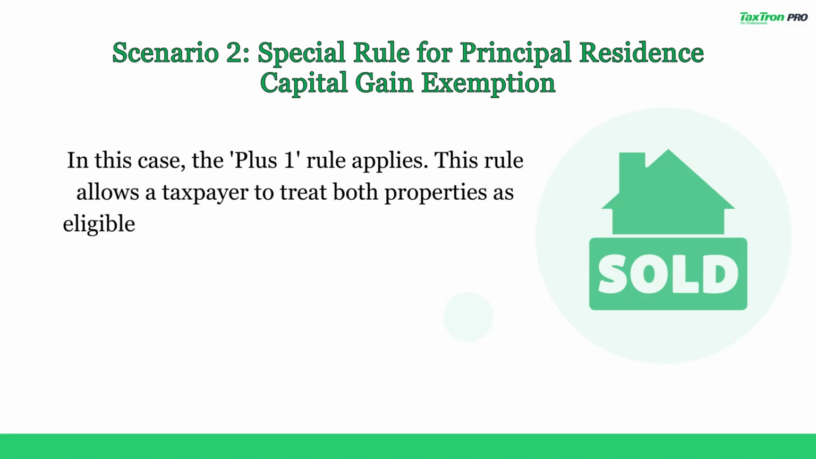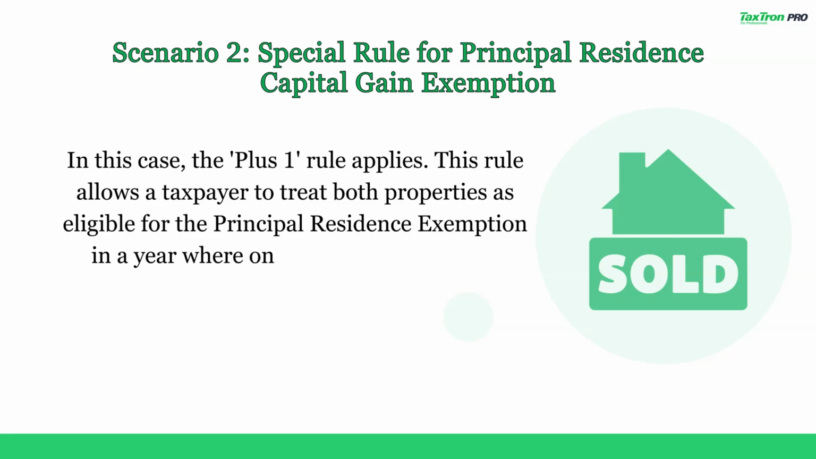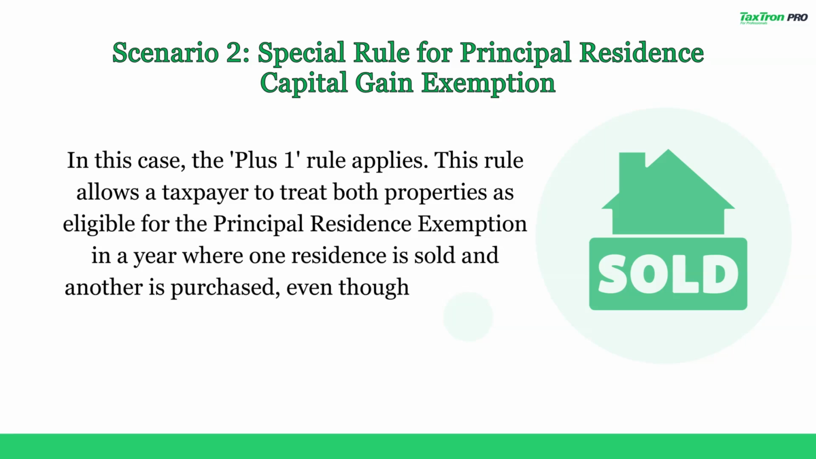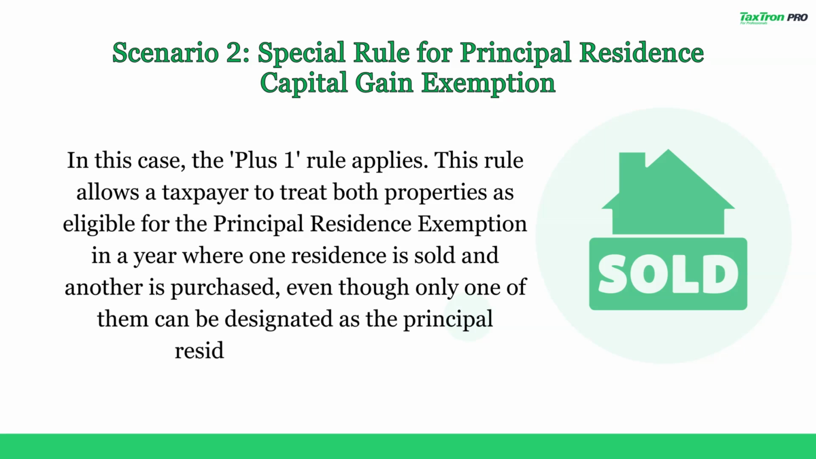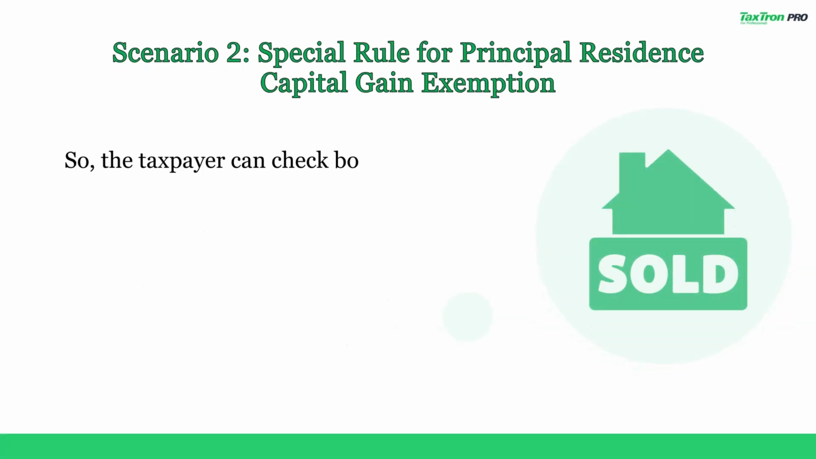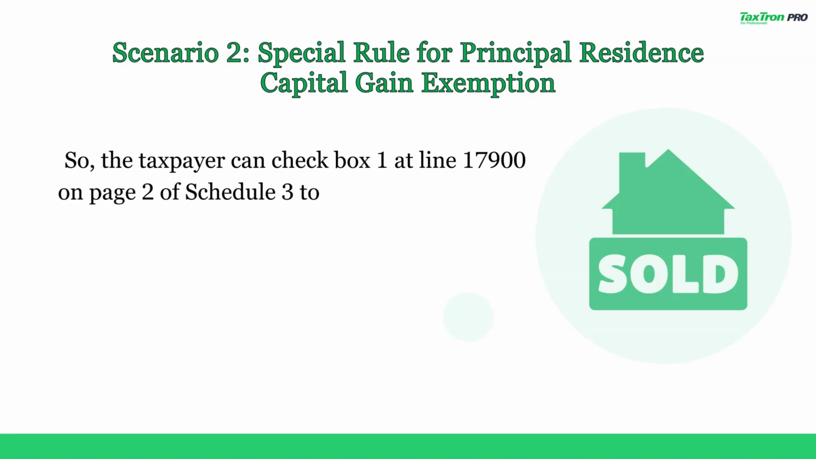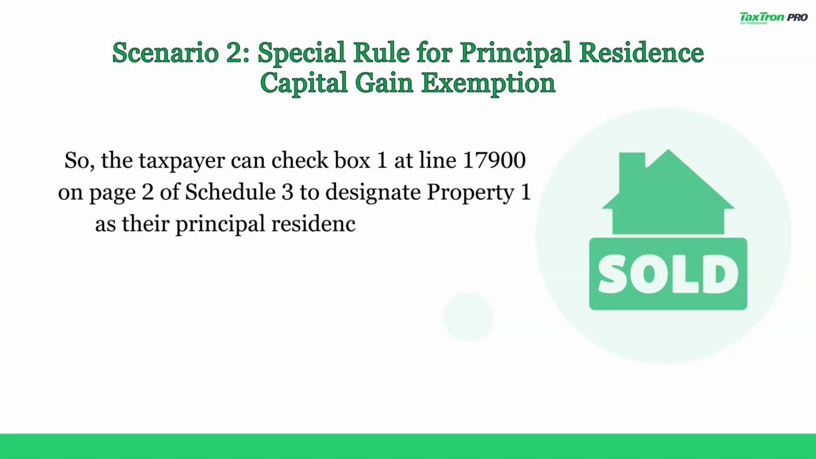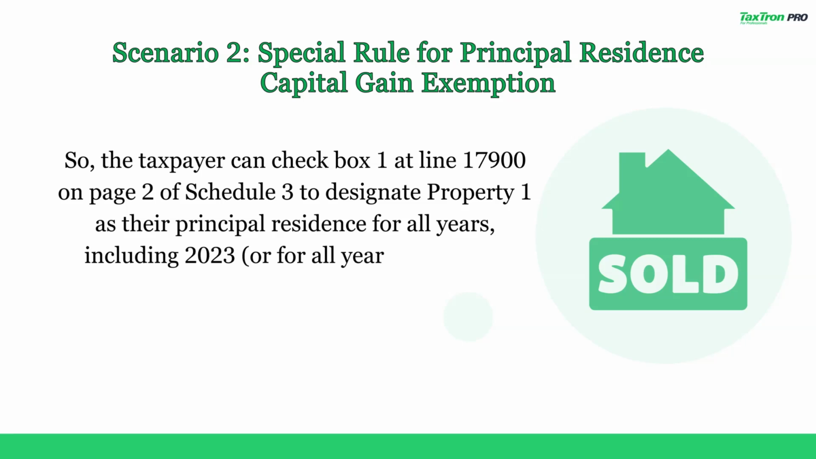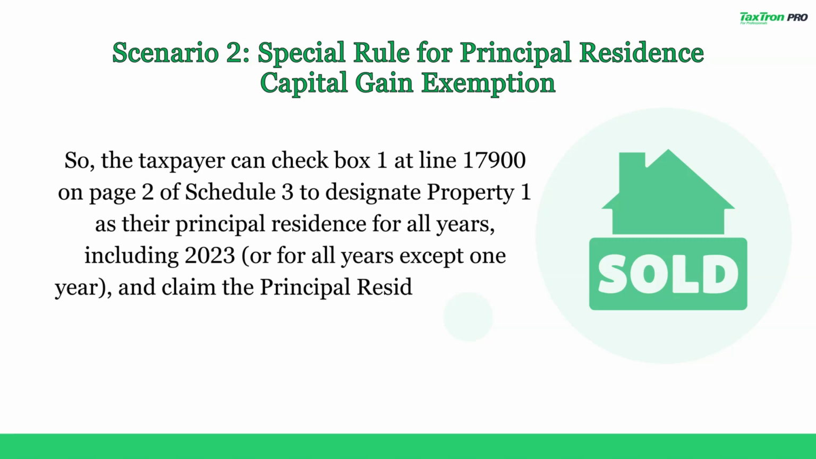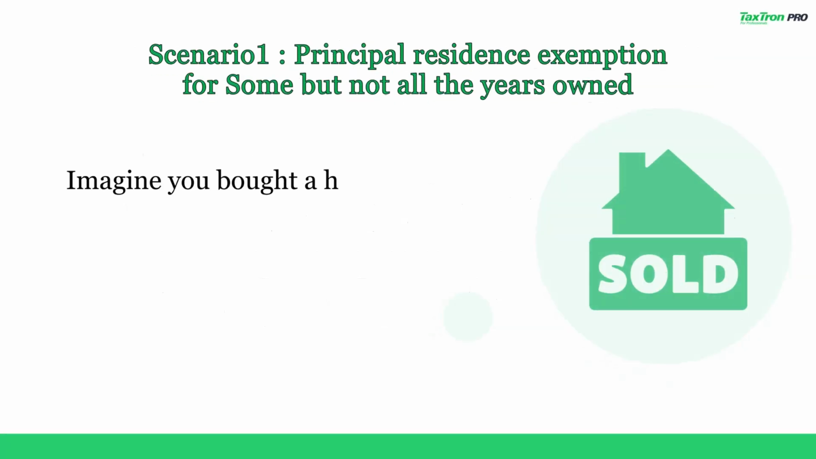This rule allows a taxpayer to treat both properties as eligible for the principal residence exemption in a year where one residence is sold and another is purchased, even though only one of them can be designated as the principal residence for that year. So, the taxpayer can check box 1, at line 17,900, on page 2 of Schedule 3, to designate property 1 as their principal residence for all years, including 2023, or for all years except 1 year, and claim the principal residence capital gain exemption. Let's practice this with an example.